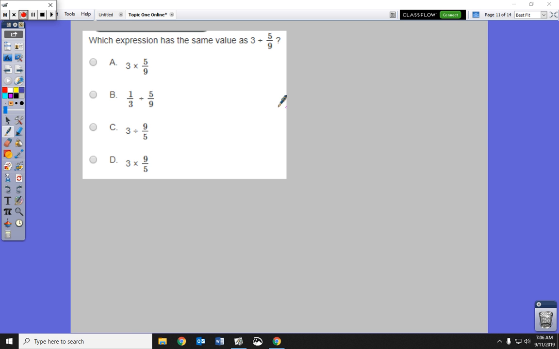Let's take a look here at the next question. Which expression has the same value as 3 divided by 5/9? Now remember, we would convert 3 into a fraction. Any whole number can be written as a fraction, just 3 over 1, because 3 divided by 1 still gives us 3. Divided by 5/9. Now, just like when we divide decimals and have a decimal in the divisor, we do a little changing around, we do manipulating. We'll do the same thing here.